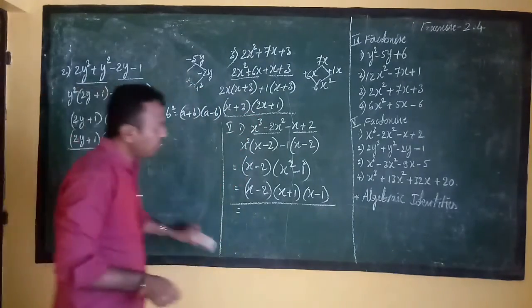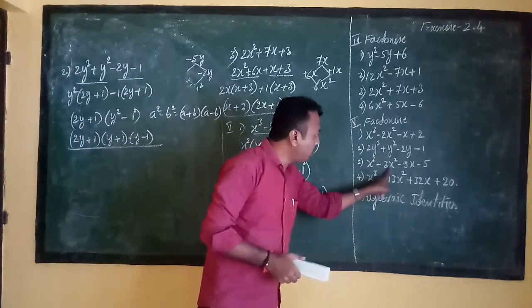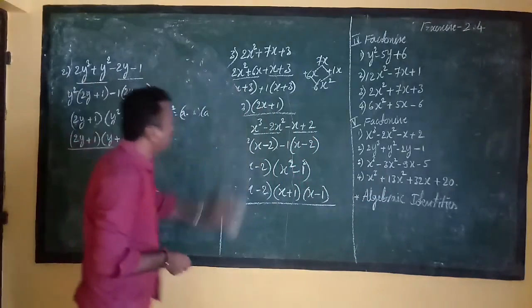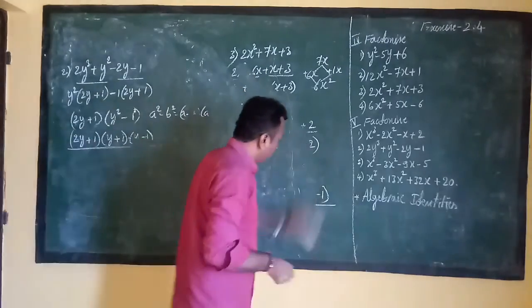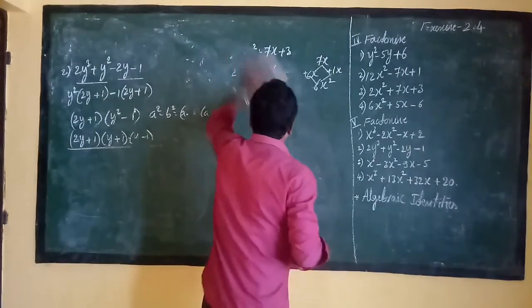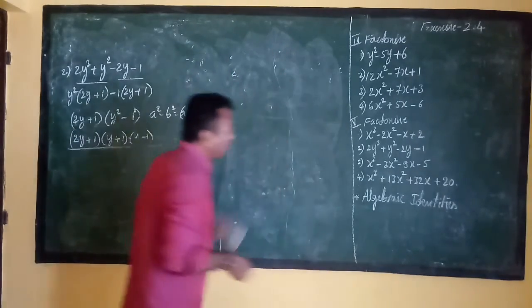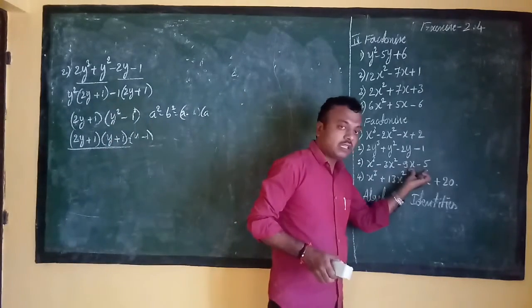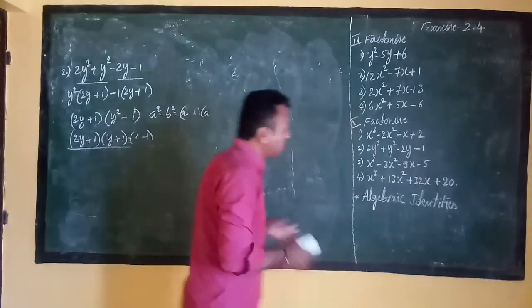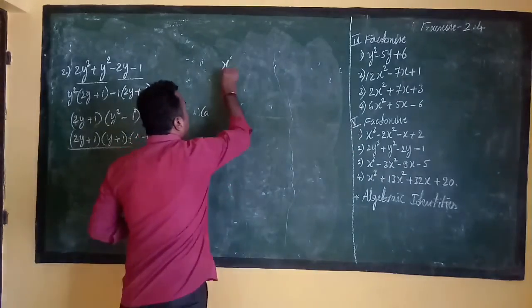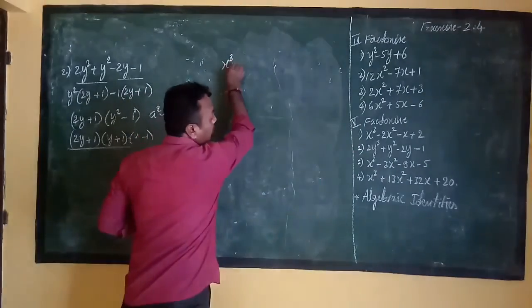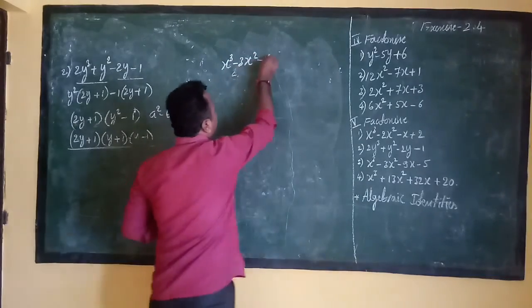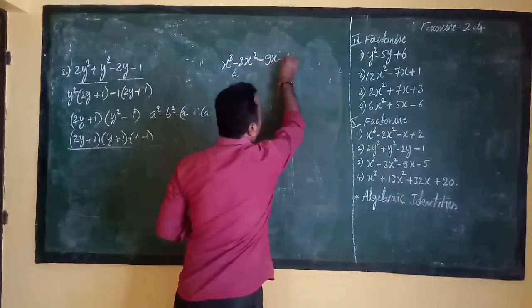And then, see, x cube minus 3x square minus 9x minus 5. Okay, we have to make the group. This is one group and this is also one group. Let us check whether it is coming or not. So x cube minus 3x square minus 9x and minus 5.